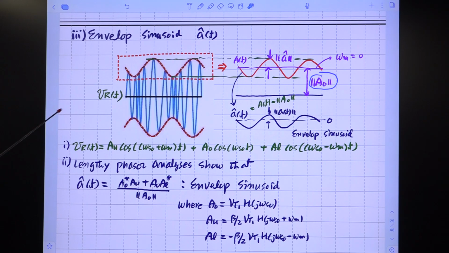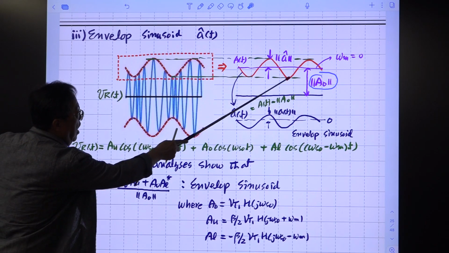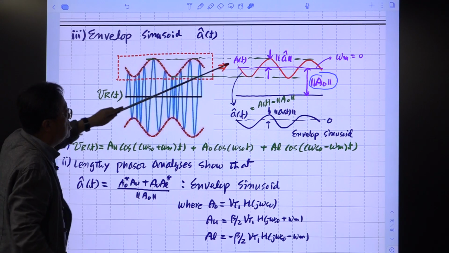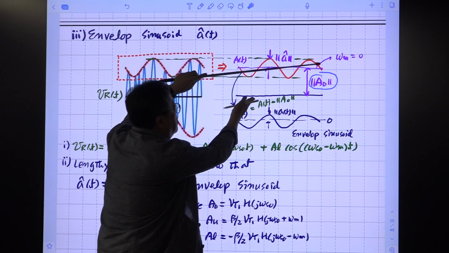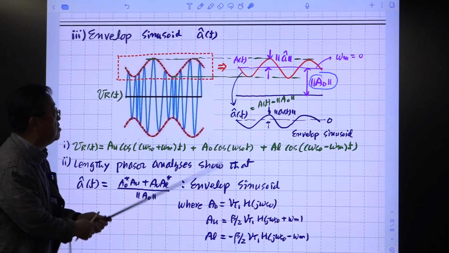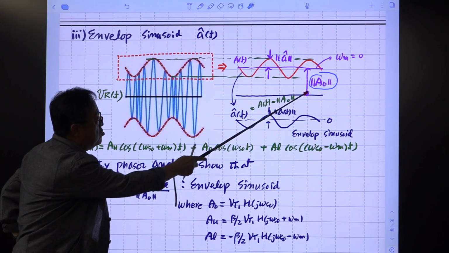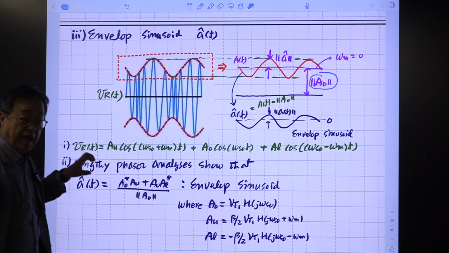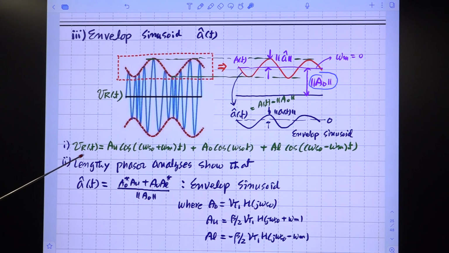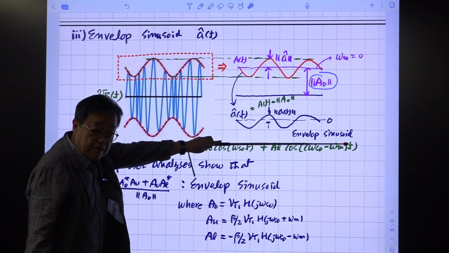So this is the VRT waveform, and this is the envelope AT. This itself is AT, this envelope, and the steady state or average value is A naught. If you subtract the AO magnitude from AT, then you have this. This is A hat T, the envelope sinusoid. So you want an expression for this, right?